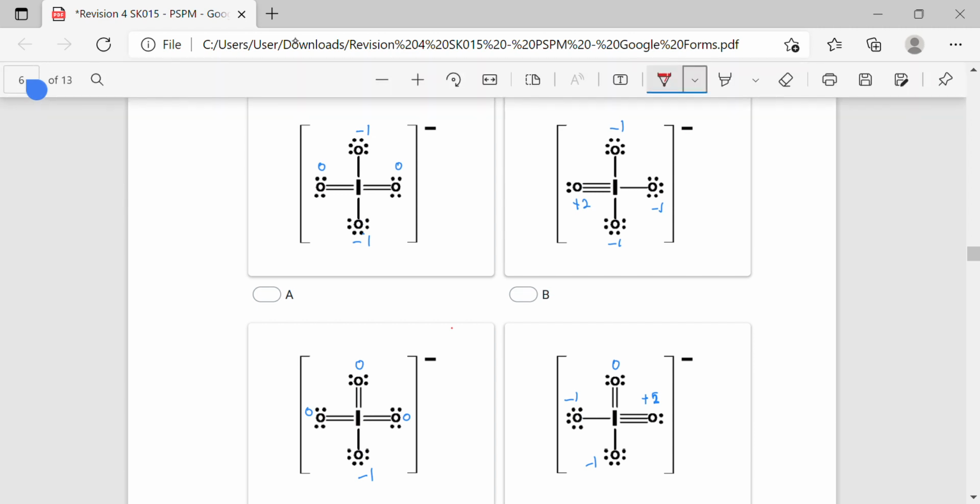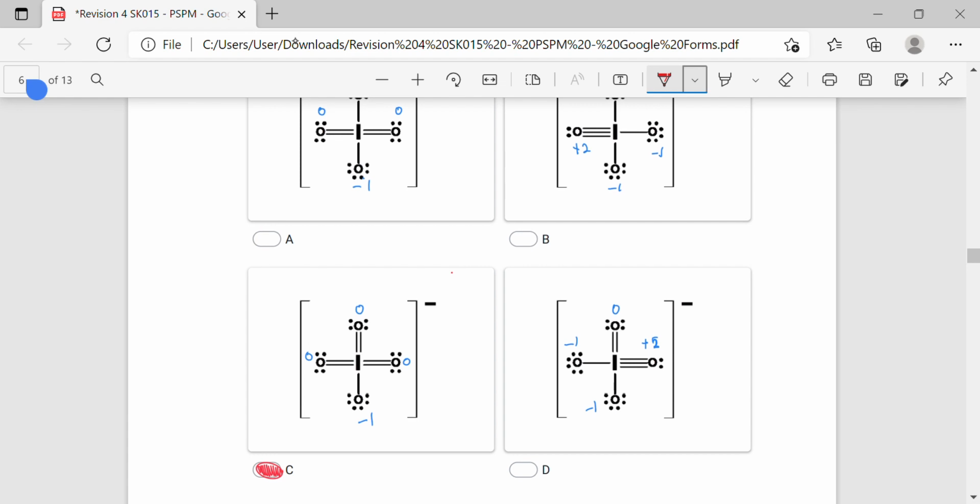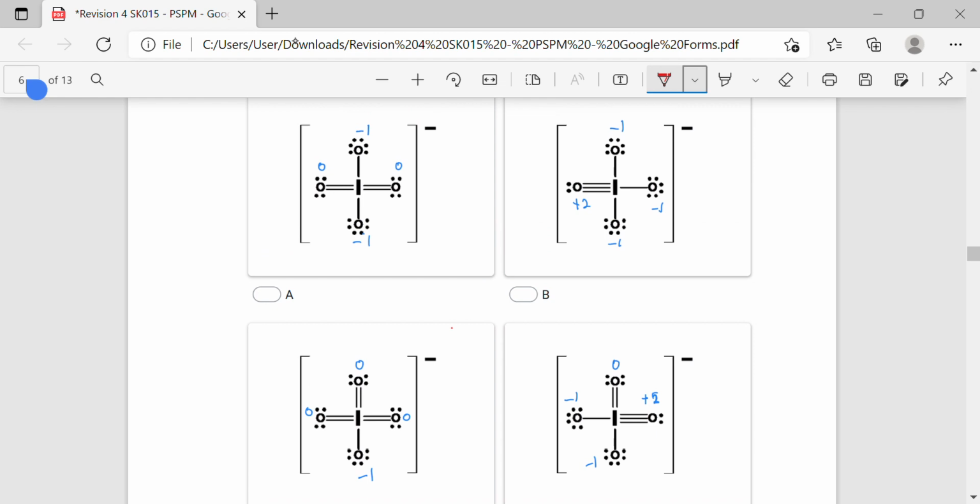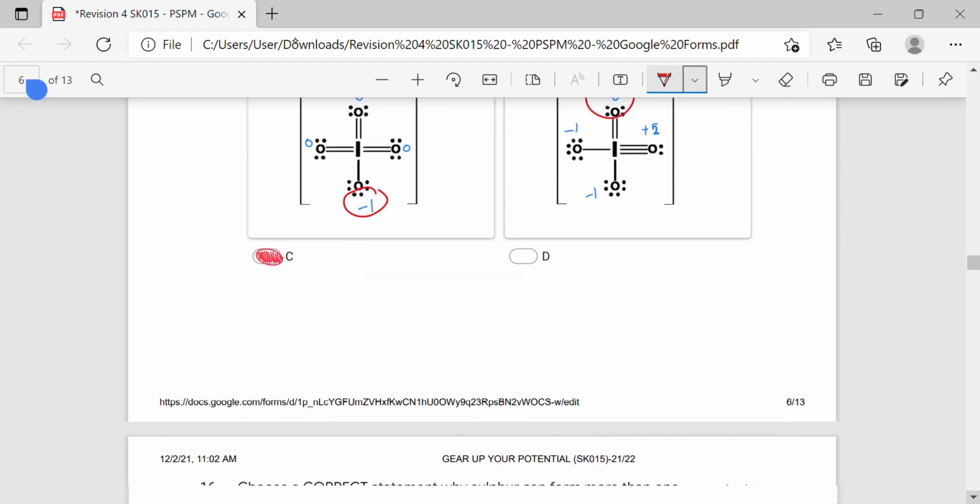Okay, so kita cari formal charge antara keempat-empat ni. So antara keempat ni yang lowest formal charge, yang ni ada 2 negatif 1. So yang ini ada 1 je negatif 1. Yang lain ni, ini tak ada kosong. Yang ini ada 1 je kosong. Okay, so antara A dengan C, C is the most plausible.